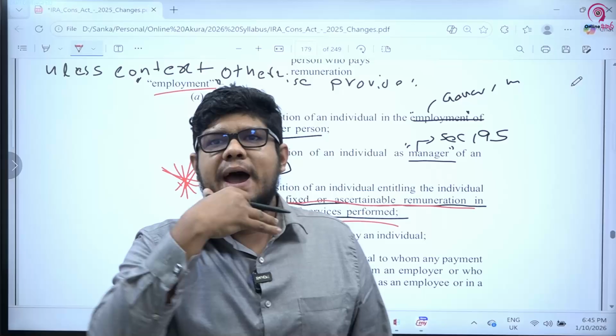Now you are in a position of an individual entitling the individual to fixed ascertainable remuneration in respect of the service provided. Let's say I am a tax consultant. I have been recruited by a foreign tax firm. I am providing my tax service to that firm, however they are paying me a monthly fixed fee. In service contracts also there are retainer fixed fees. Therefore, it's a very analytical, arguable area in the law. You need to consider all the facts, not only this, and determine whether it is a service contract or an employment contract.